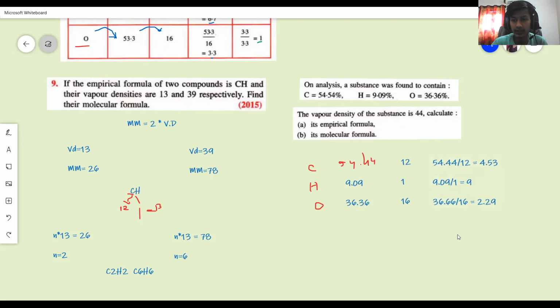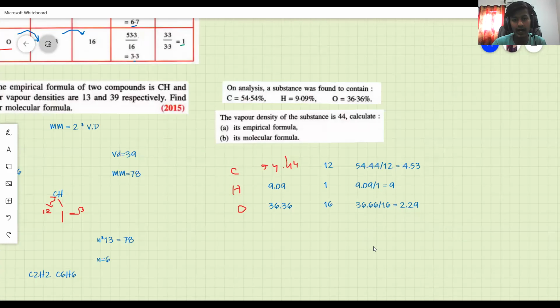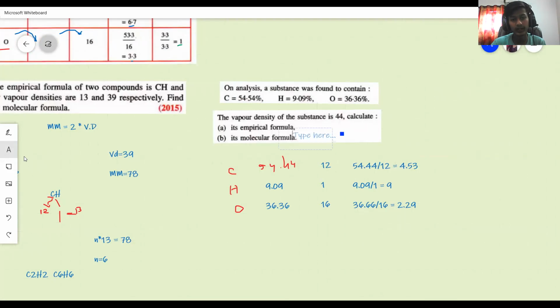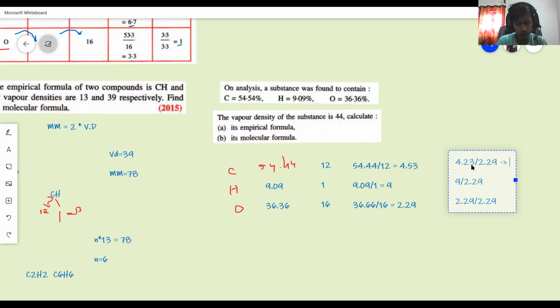In the next step, we take out the lowest ratio that we have. The lowest ratio is 2.29. So we take that and divide it by the rest of the ratios: 4.53 by 2.29, 9.09 by 2.29, and 2.29 by 2.29. So 4.53 divided by 2.29 will leave us approximately 2.